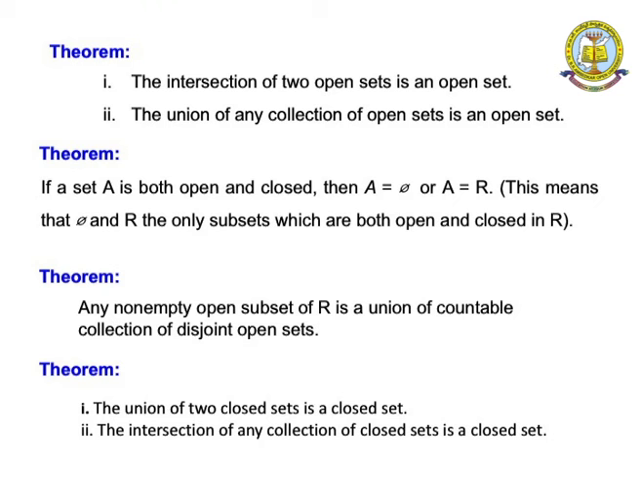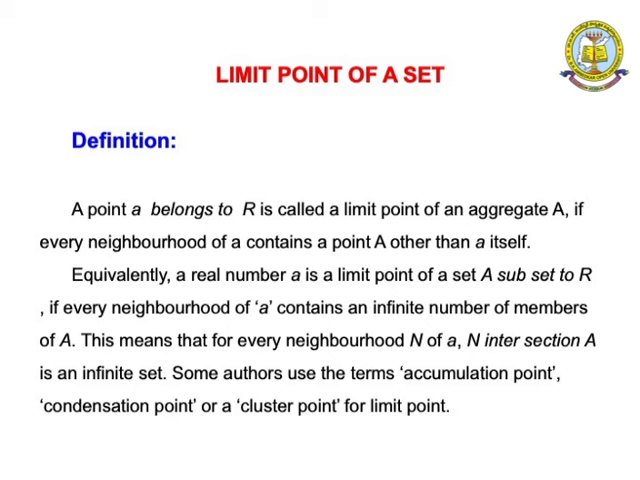And the union of two closed sets is a closed set. The intersection of any collection of closed sets is again a closed set. And this is the limit point definition. I will read just this point, then I will stop the class. A point a belongs to R is called a limit point of a set A if every neighborhood of a contains a point of A other than a itself.